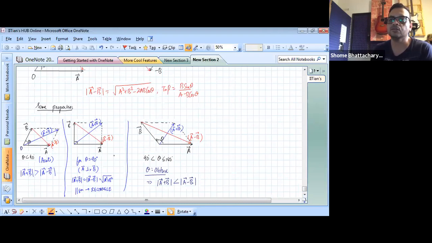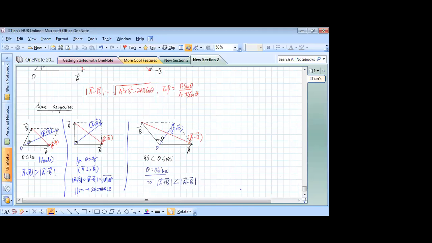So obviously A plus B is longer. If theta is obtuse, it becomes stretched in this way, so the secondary diagonal becomes longer. A plus B becomes less in magnitude compared to A minus B. So these properties are easy to understand using the parallelogram. This is just one of the types of situations in which we can make use of the parallelogram law to understand things more easily, because in the same figure you are able to understand both the sum and the difference.